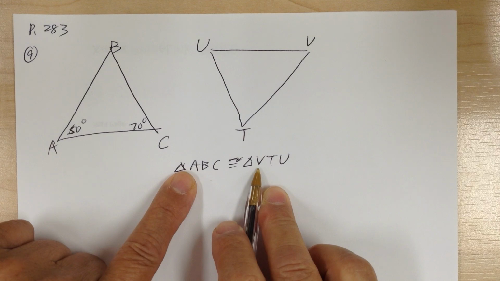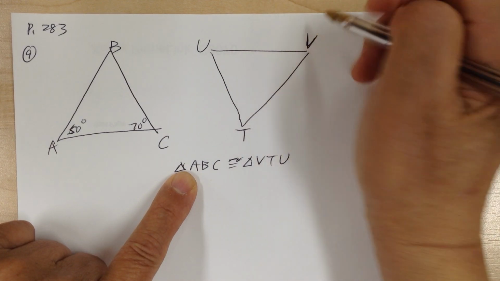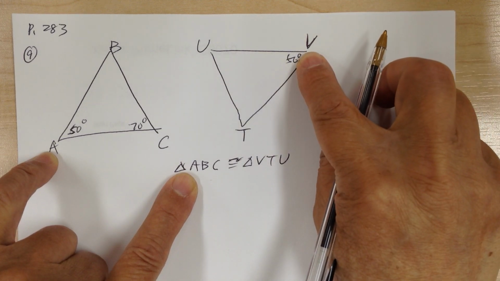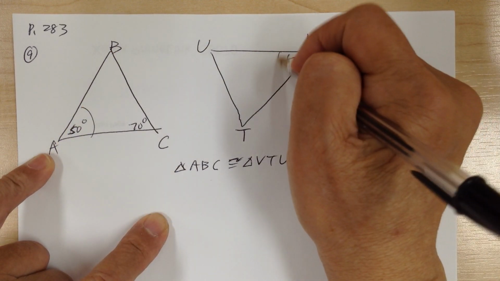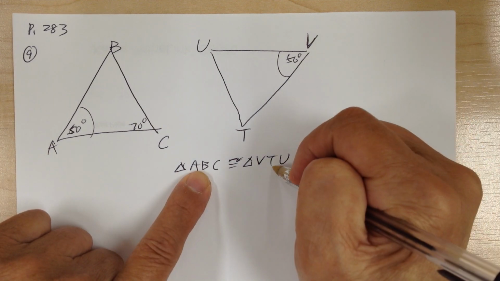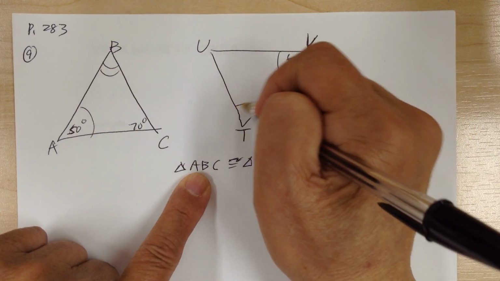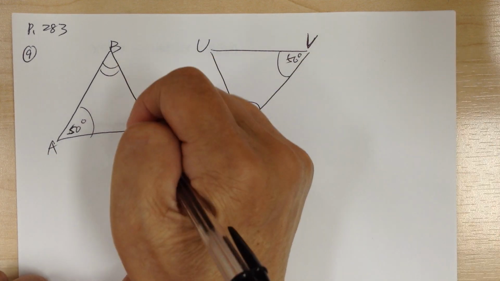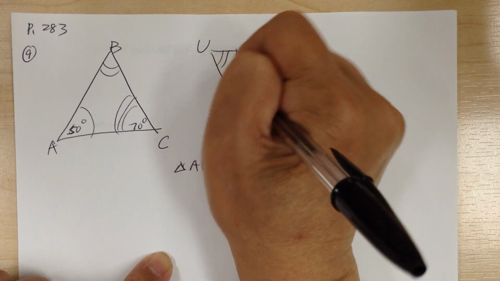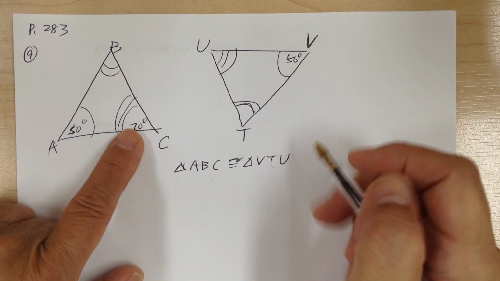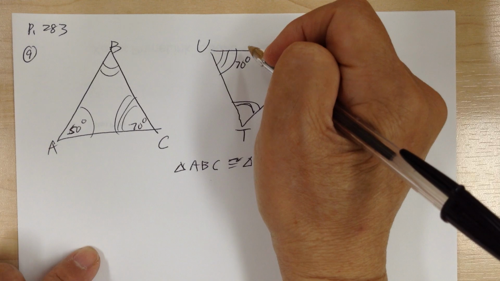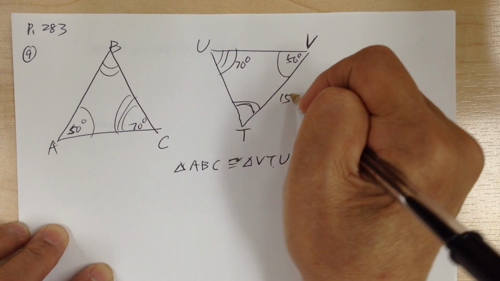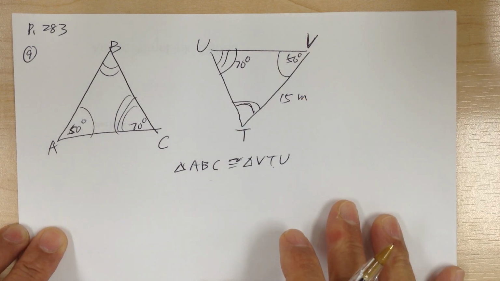So A matches with V. So this would be 50 degrees, and you can do the arc. B matches with T. And C matches with U. So this would be 70 degrees over here. And TV is equal to 15 meters. So that's what we have.